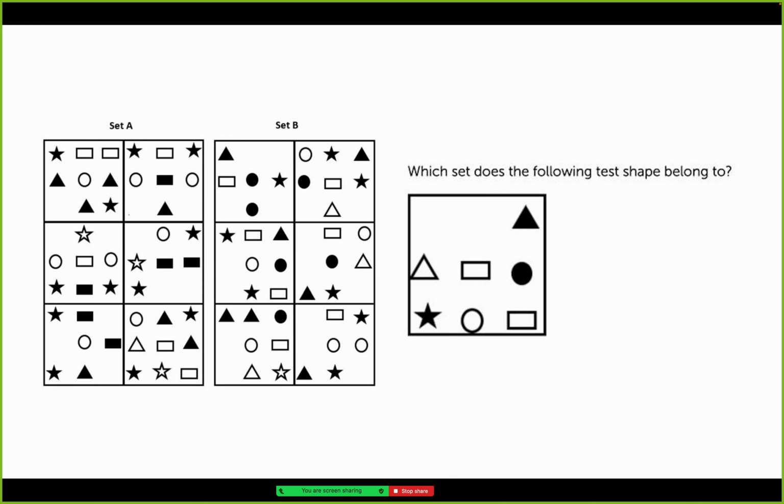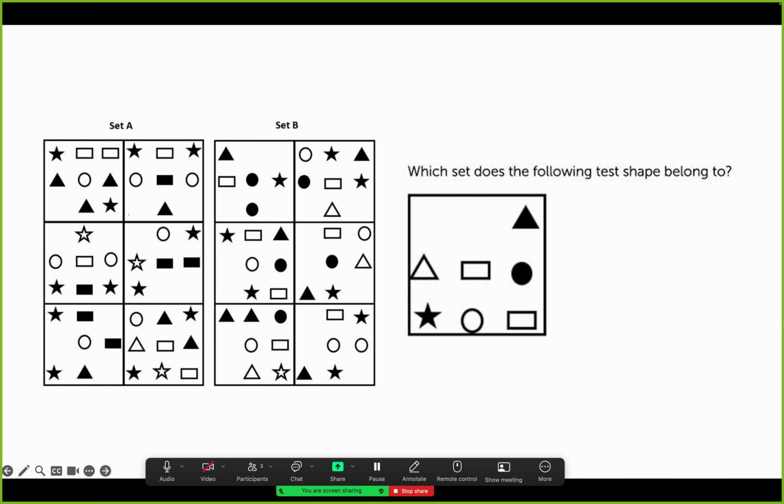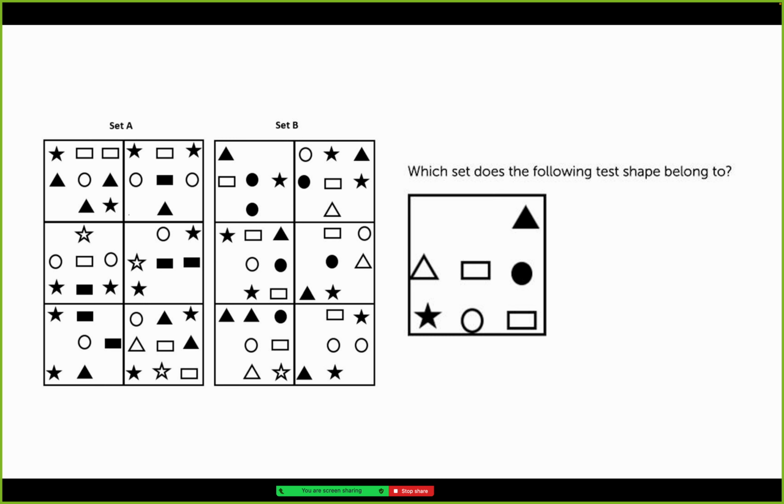I'm seeing loads of black stars in corners for A, and then in B, there's definitely always a triangle in a corner, a black triangle. Perfect. So I need to find a second thing. Well, could I say this one is set B? Okay, so how do you come to that?